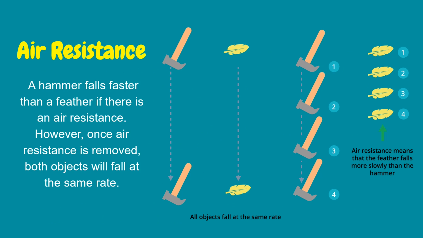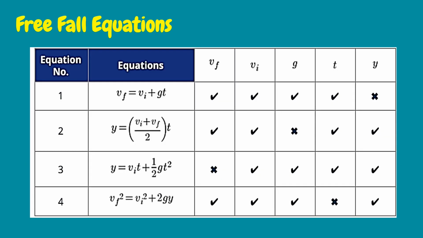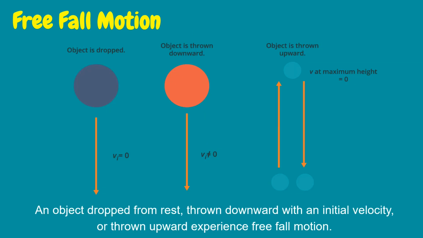A hammer falls faster than a feather if there is air resistance. However, once air resistance is removed, both objects will fall at the same rate. These are the different free fall equations that can be used to compute height and velocity. Based on the illustration, an object dropped from rest, thrown downward with an initial velocity, or thrown upward experiences free fall motion.